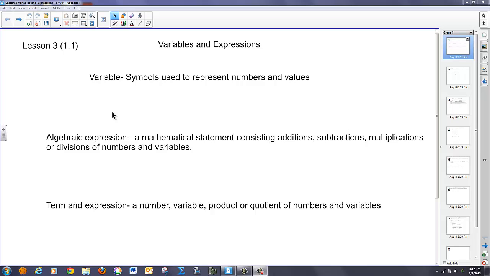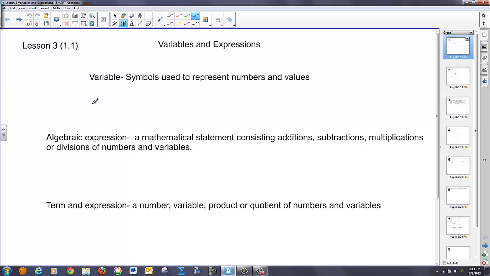So today we move into some of the intro algebra part of the course. First thing we're going to talk about is variables and expressions. That's going to be the concept of the day. So what are variables? Variables are basically symbols used to represent numbers and values, as it states in this sentence here.